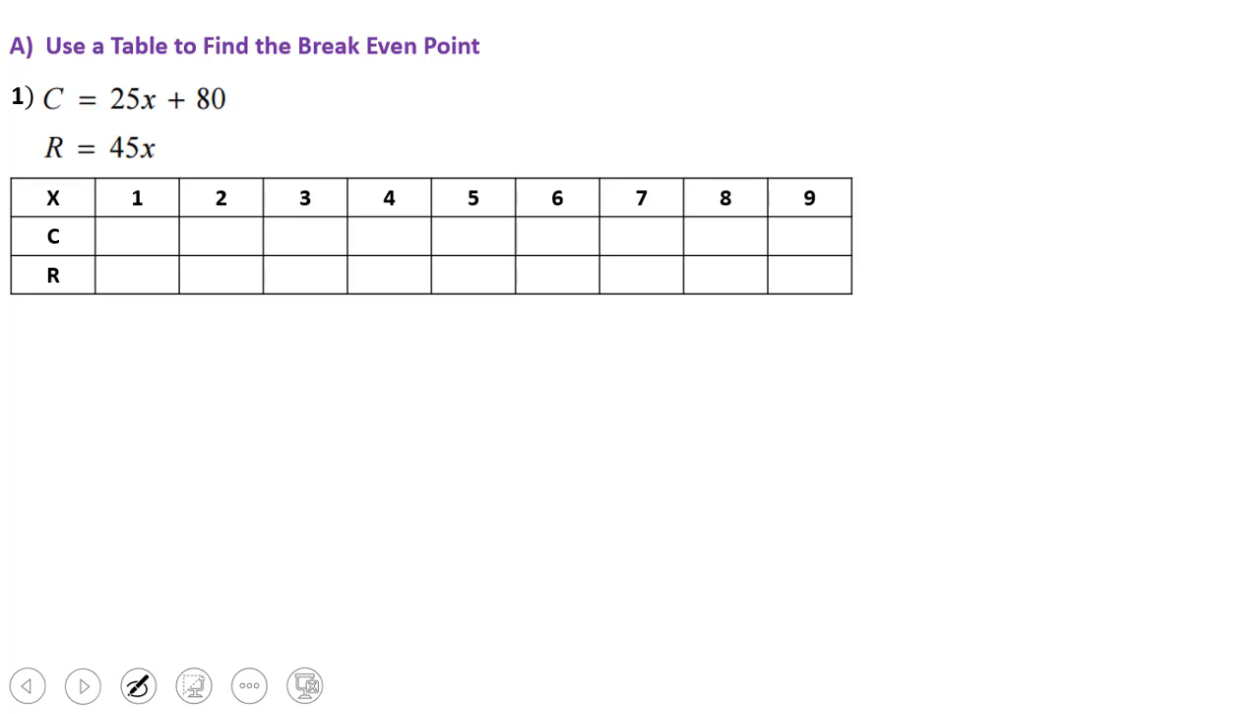So let's get right down to the first thing that you're going to be asked to do in your assignment today and tonight and tomorrow: using the table to find the break-even point. Here we have two equations where C is going to represent the cost. The cost is 25x plus 80. You could write that as y equals 25x plus 80. It's the same thing. They're using the letter C to represent cost, meaning that is the dependent variable. And then, of course, we have R, which they're going to use for revenue. So I'll just put it right here: C is cost, R is revenue.